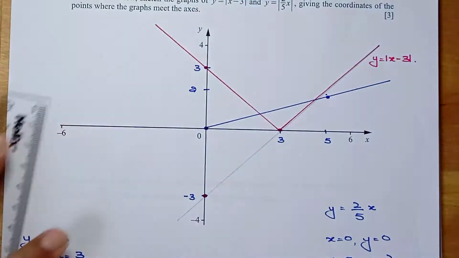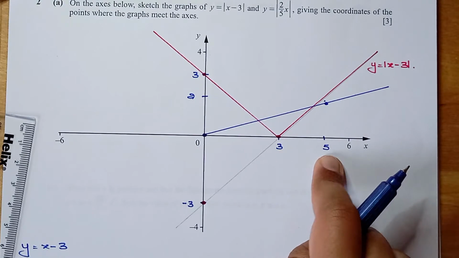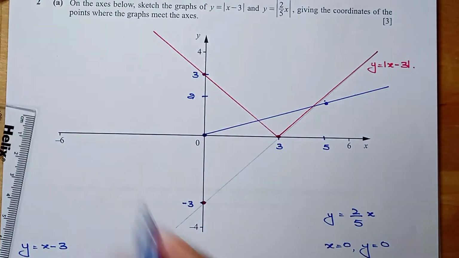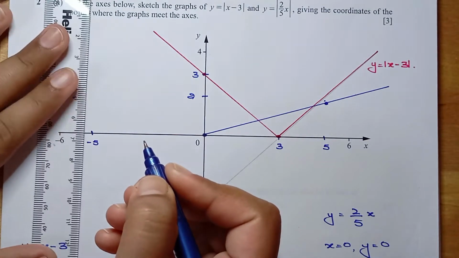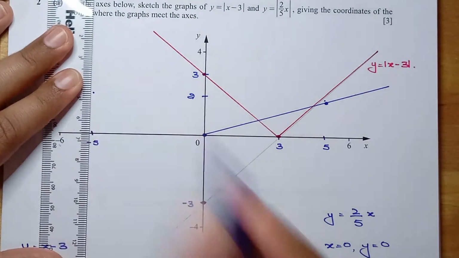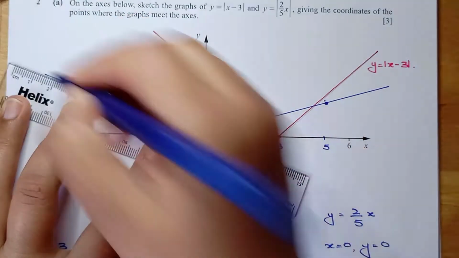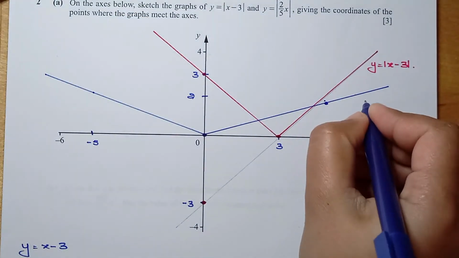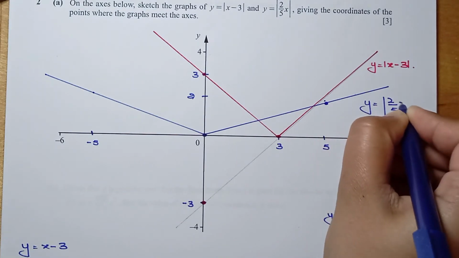This is for the first part of this absolute value function, and for the second, if it is 5, 2, then on the other side it is minus 5, 2. Minus 5 and 2, this point. So this blue one is the graph for y equals the absolute value of 2 by 5x.